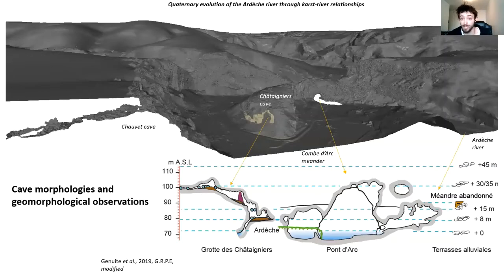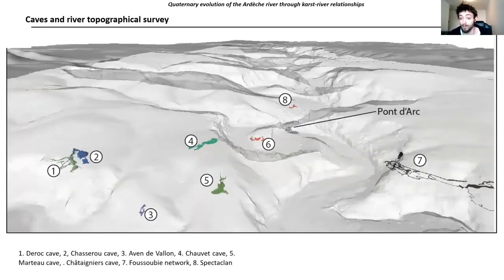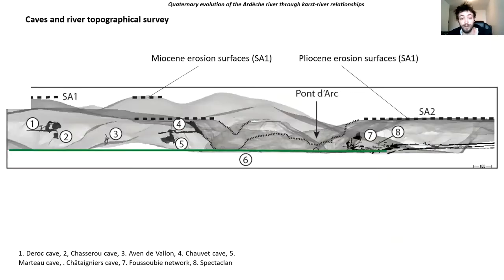For example, here, this is the Châtaignier cave that is inside the Combe d'Arc abandoned meander, and whose comparison with the outside morphologies can provide information about paleo-environments. We also added other kinds of caves, either for geomorphological purposes or for archaeological purposes. We tried to do that on the entire Ardèche River system. Then in some places we could do easy cross sections in order to compare them both inside cave systems and outside.